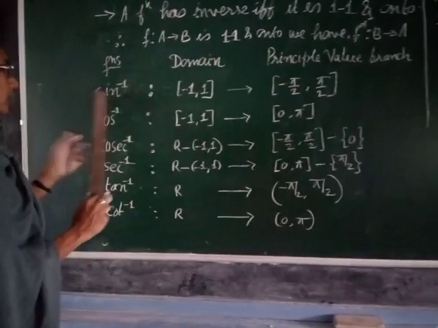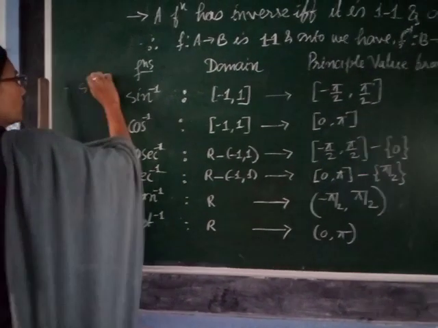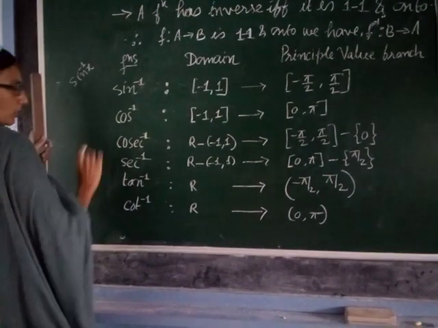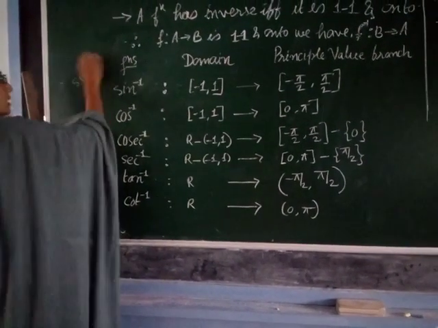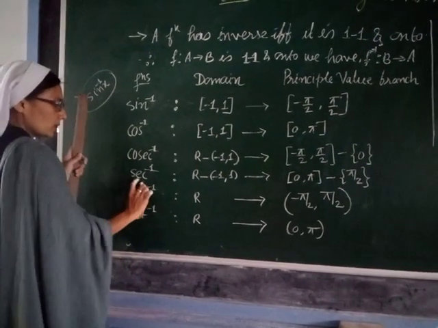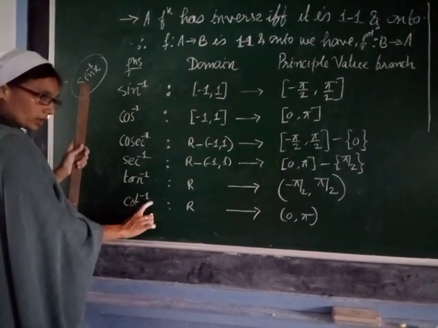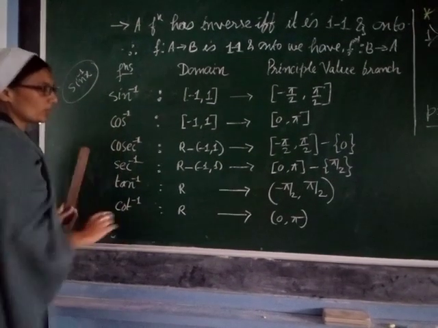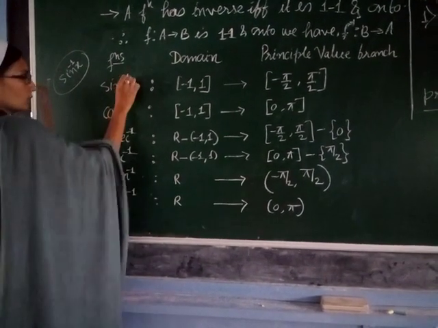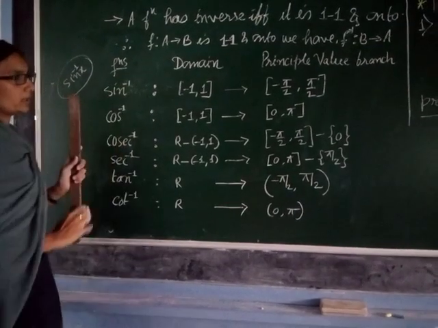Okay. We used to write sin x, cos x, right? But for inverse, we are going to put a minus 1 here. Not a power, but minus 1. So we write sin inverse x, cos inverse x, cosec inverse x, sec inverse, tan inverse, cot inverse. This is the notation we use for inverse trigonometry. If it is not inverse, this sign will not be there.